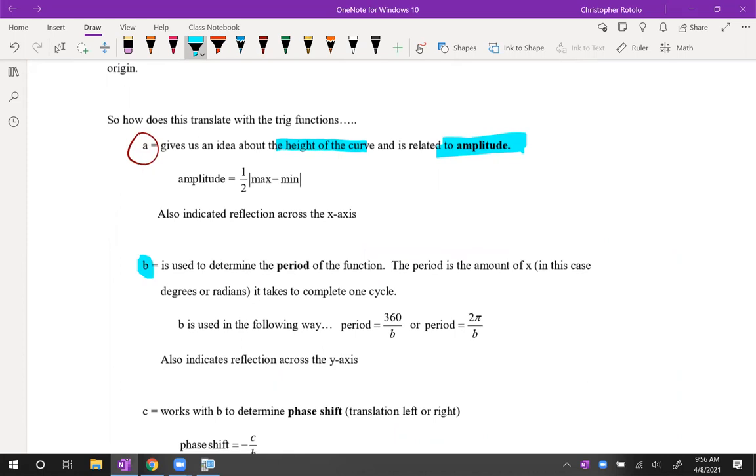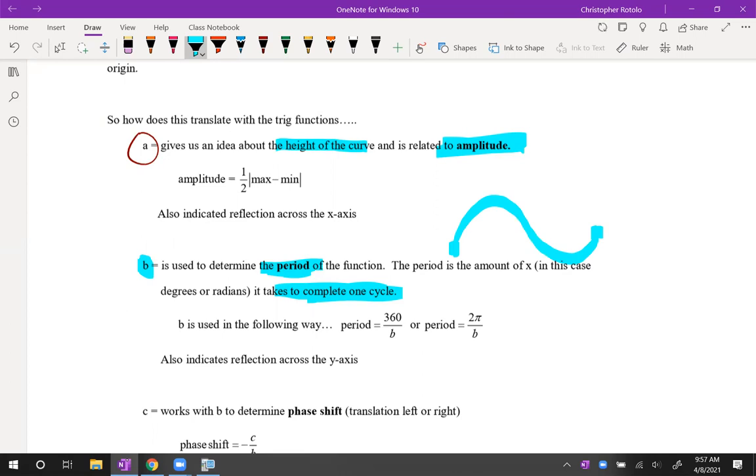The next thing is we have the B term. Okay. So the B term is going to tell you your period. The period is how long it takes to complete one cycle. Okay, so that means from down to up until I get back here. So we have the beginning point to the ending point, right? That's called one period there.